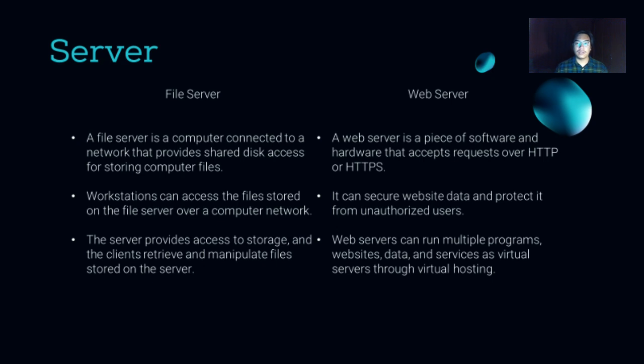A file server is a computer connected to a network that provides shared disk access for storing computer files. It will centralize storage and access to computer files for multiple workstations. A workstation can access the files stored on the file server over the computer network. This enables seamless file sharing and collaboration as multiple users can access and manipulate files simultaneously.